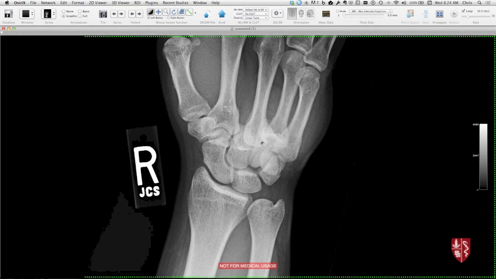And again, this is a situation where we often will get a CT scan to further assess for the degree of fracture, malalignments, and so on.